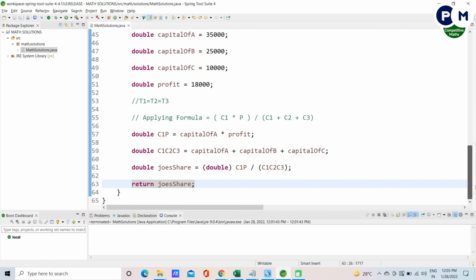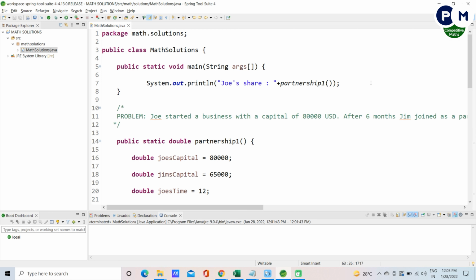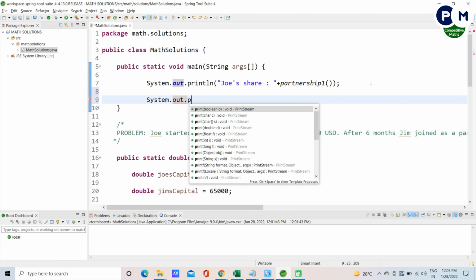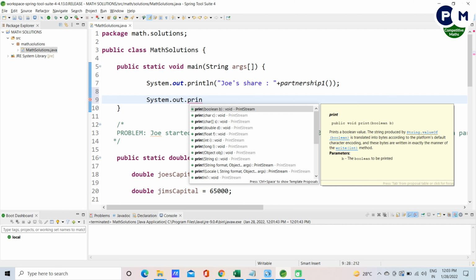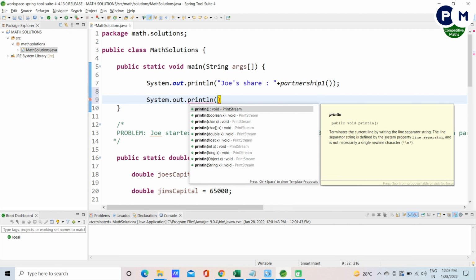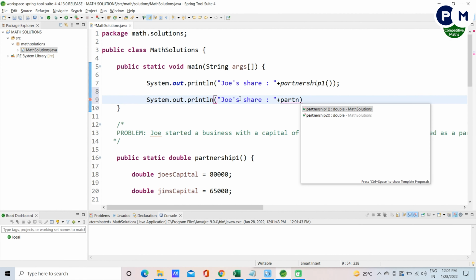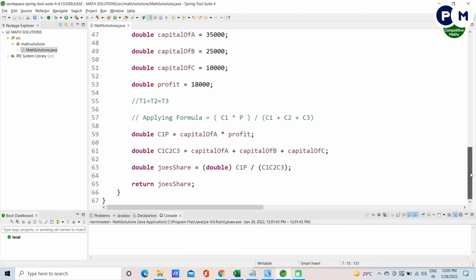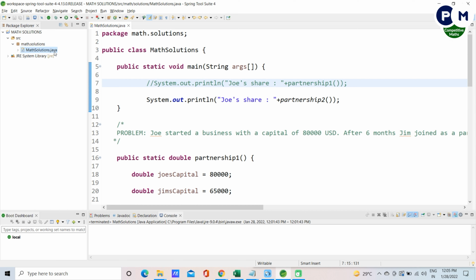Next, by applying the formula, C1 multiplied by P divided by C1 plus C2 plus C3. Next, C1P is calculated as A's capital multiplied by profit. Next, C1C2C3 is calculated as A's capital plus B's capital plus C's capital. Next, A's share equals C1P divided by C1C2C3. The last step is to return A's share. Here, I am printing A's share by calling the partnership method.